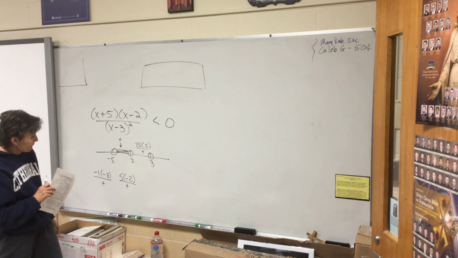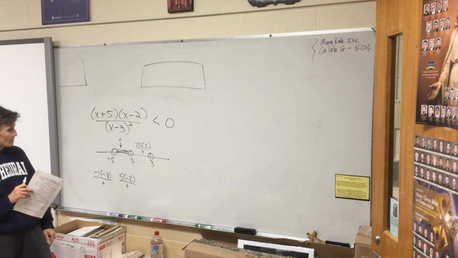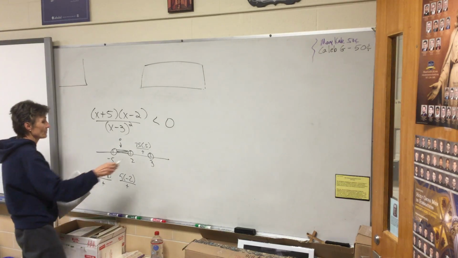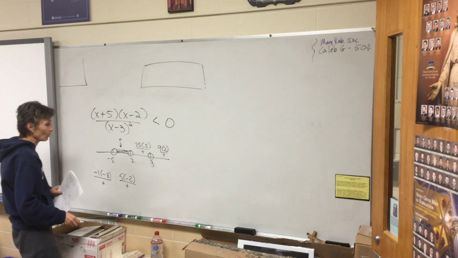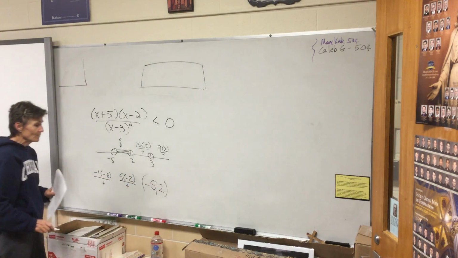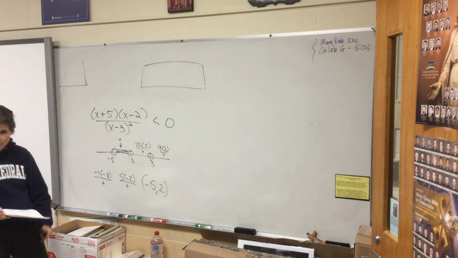Well, I haven't tried out here yet. I've got to try out here. Oh, sorry. If I try 4, that would be 9 times 2 over a positive. Yeah, that does not work either. So the only part of the number line that works is the part between -5 and 2.